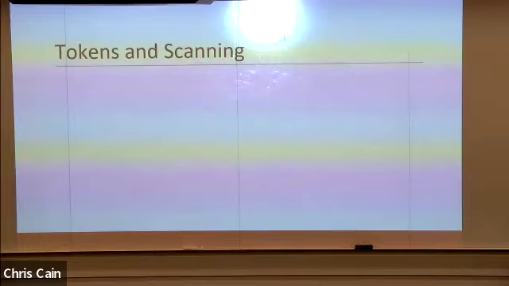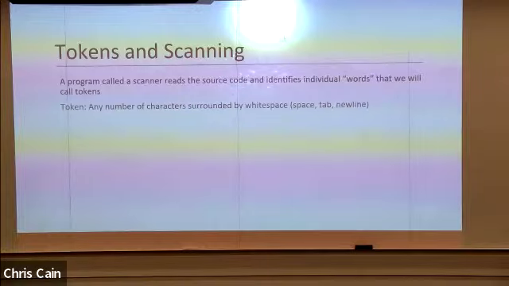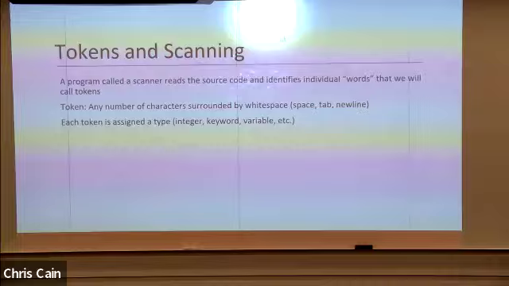So tokens and scanning. We have a scanner program that is going to identify these tokens. A token is just some number of characters surrounded by white space. Each token is going to be assigned a particular type. So we may have an integer token, we may have a keyword token, we may have a variable token. But each one of these tokens has some kind of type.